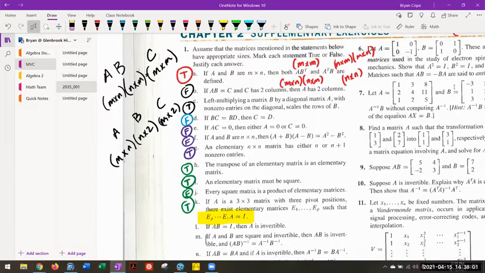So since those are not square, they're not invertible. Only square matrices are invertible. Plus, it's got to satisfy both directions. We would have to say if AB equals I and BA equals I, then you have invertibility. So this is false.